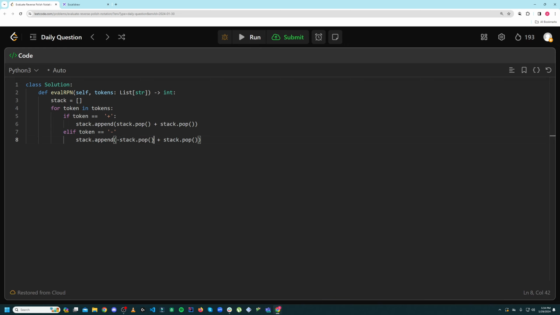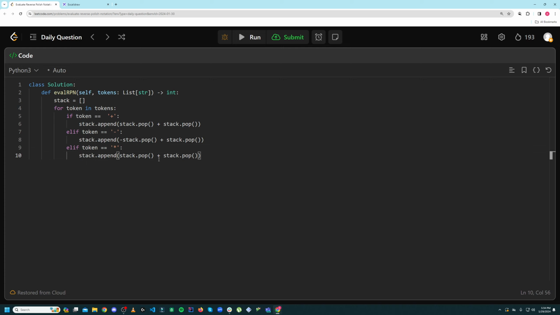Right? So now the first number popped will be the thing we're subtracting, and the second number popped will be the thing we're subtracting from. So pretty easy there. Now we can do the multiply. And this is basically the same code as this, just a multiply. And you're always going to have 2 integers, so you don't have to worry about that.